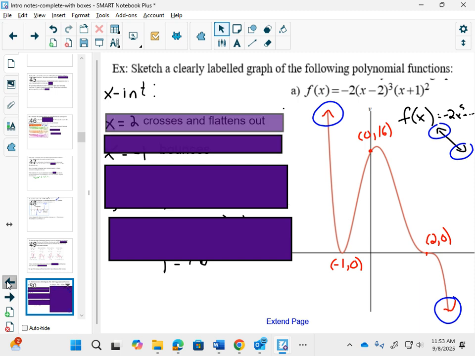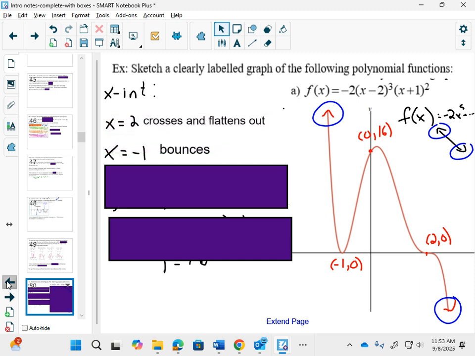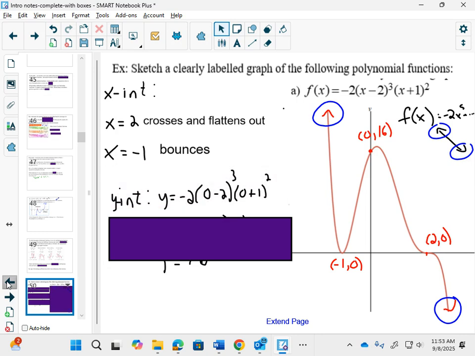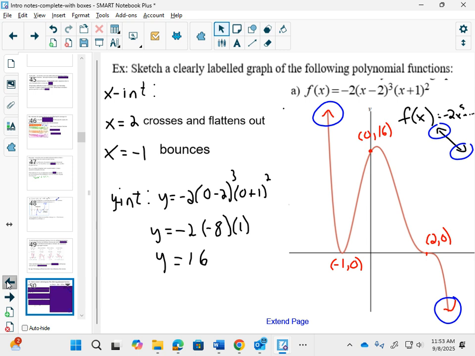And it's already factored, so it's easy to see what our two x-intercepts are. And the odd one, it's going to go through but bend or flatten out. And the minus 1 has a multiplicity of 2. It's going to bounce. So you would have enough information to draw the bounce, draw the bend through. This point is really easy to figure out, your y-intercept, because all you have to do is plug in 0 for x. Plugging in 0 for x and doing some mental math will give us 16.